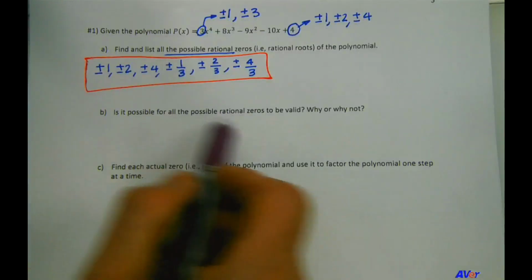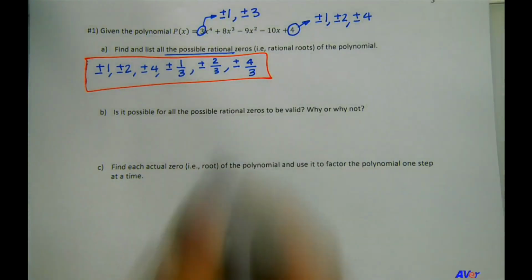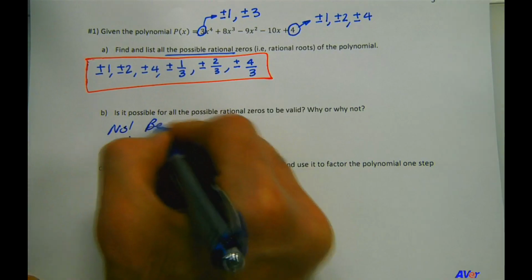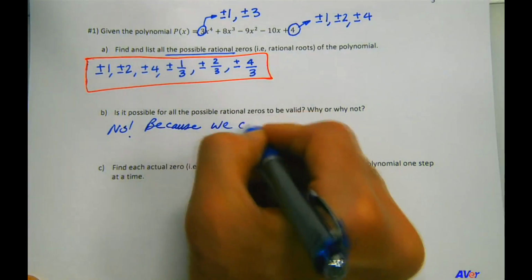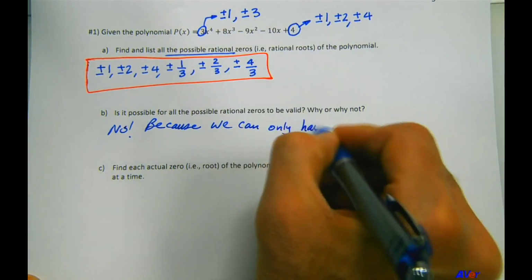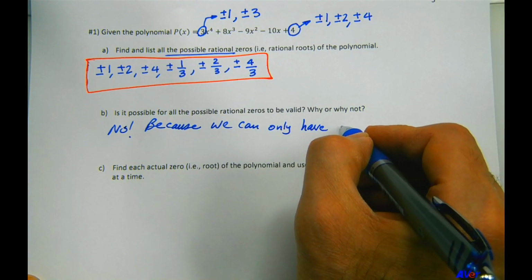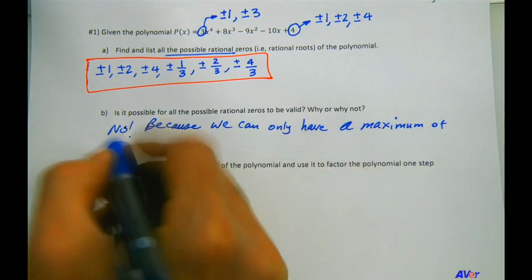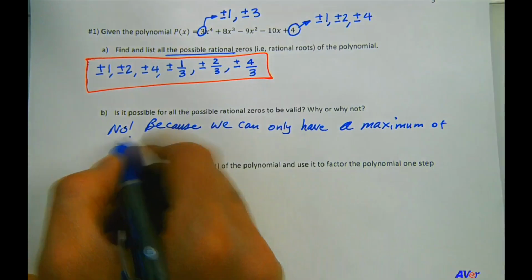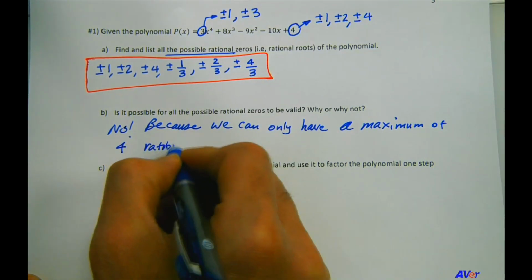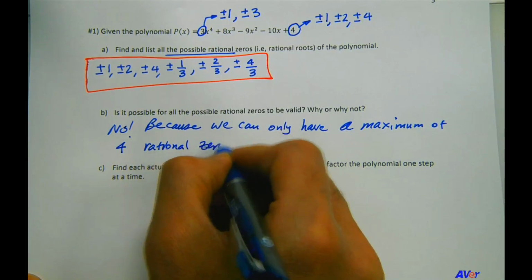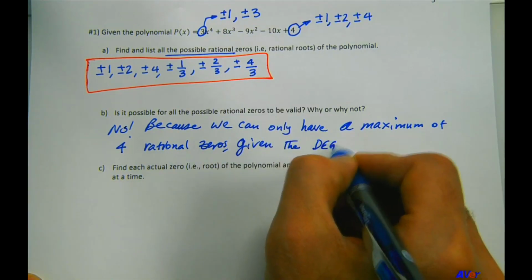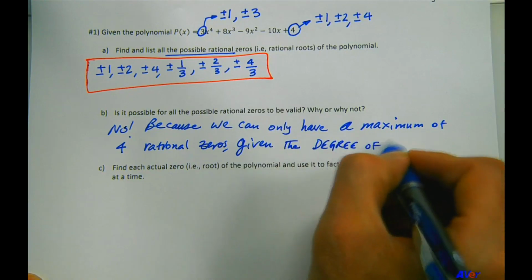So is it possible for all possible rational zeros to be valid? Why or why not? The answer is no, just like I mentioned, because we can only have a maximum of 4 rational zeros given the degree of the polynomial.